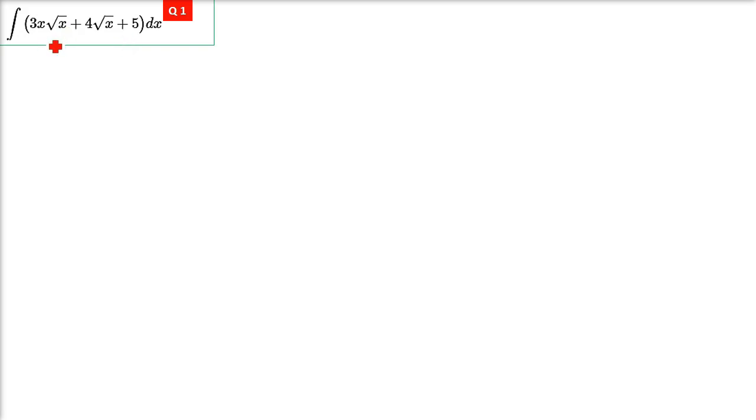Now this question which you see here: 3 into x under root x plus 4 under root x plus 5. When we have to integrate it, the terms will be dealt with separately. In order to get this x under root x, that simply means x into x to the power half. Under root x is nothing but x to the power half. And when the base is the same, the exponents get added. We need to add 1 and half. So we have x to the power 1 plus 1 by 2, and 1 plus 1 by 2 is simply 3 by 2. So that's how you get x raised 3 by 2.